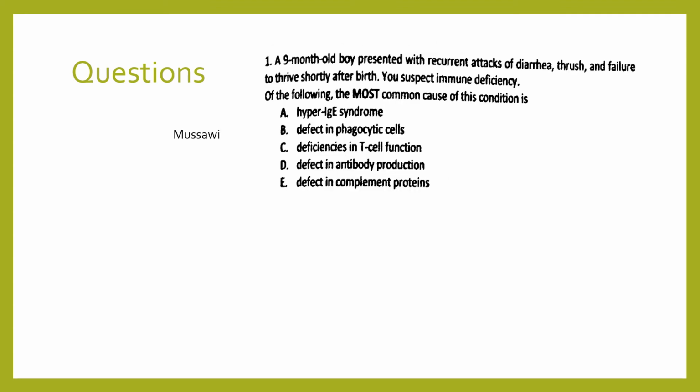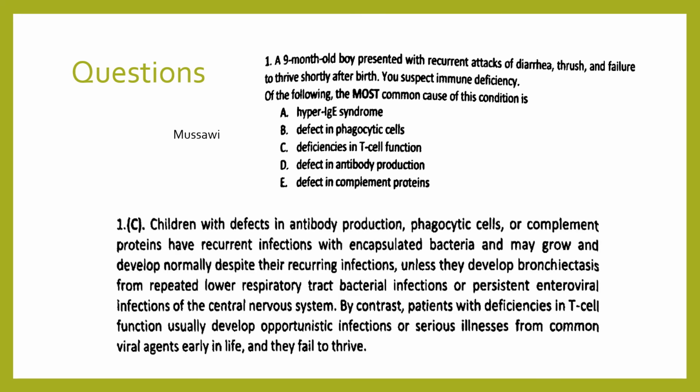Next, a 9-month-old boy presented with recurrent attacks of diarrhea, thrush, failure to thrive shortly after birth. You suspect immune deficiency. Of the following, the most common cause of this condition. On purpose, I brought this question in this video because I mentioned to you that the most common immune deficiency is related to the antibody defect. Here the answer is C, deficiencies in T cell function.